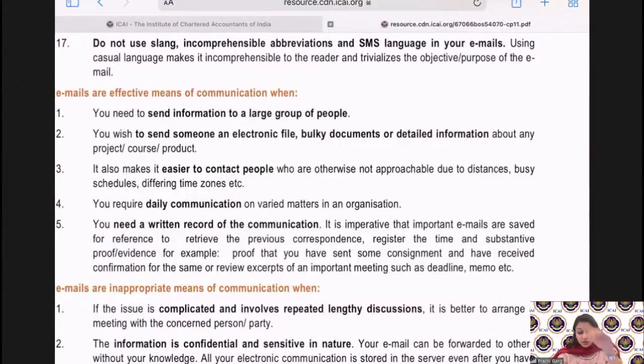You require daily communication of varied matters in an organization. Every day you want communication by email about what has happened. Emails are the best thing to do because everything is on record and everybody is on the same page. You also need a written record of information. This I've already shared with you.